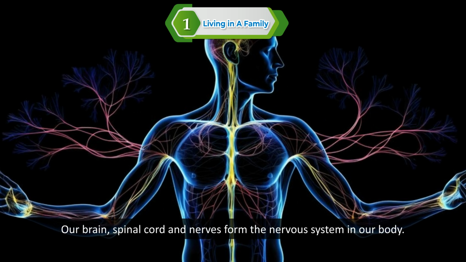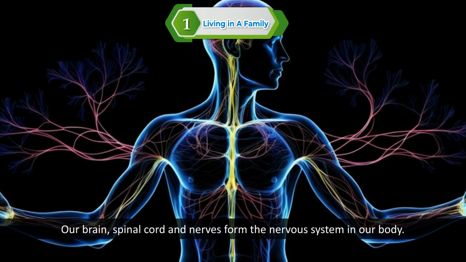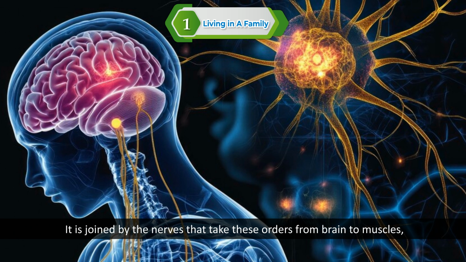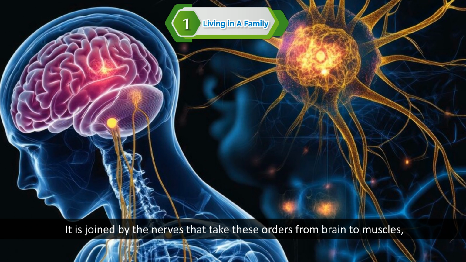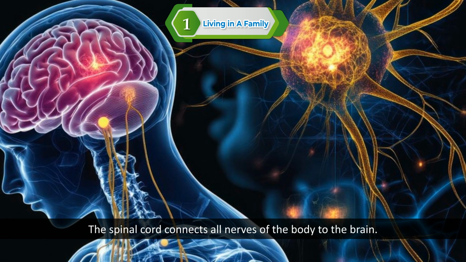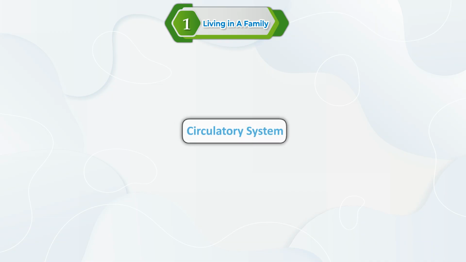The nervous system. Our brain, spinal cord, and nerves form the nervous system in our body. The brain gives orders to different parts of our body. It is joined by the nerves that take these orders from the brain to muscles, bones, and other body parts. The spinal cord connects all nerves of the body to the brain.